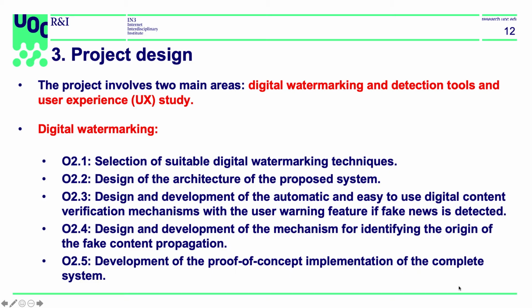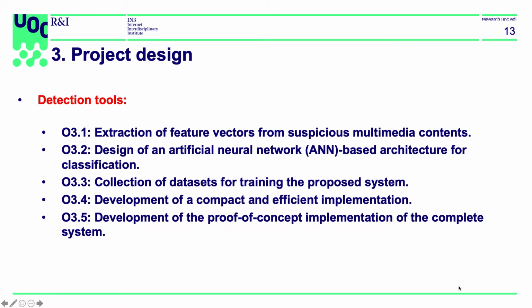Then we will design and develop a mechanism for identifying the origin of the fake content propagation, and this will conclude with the development of a proof of concept implementation of the complete system. As far as detection tools are concerned, the approach is similar. First, we need to extract feature vectors from suspicious multimedia contents. Then we will design artificial neural network solutions for classification.